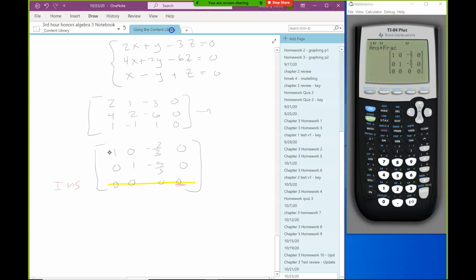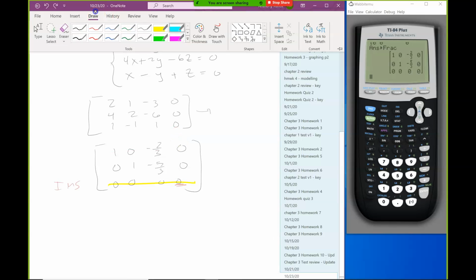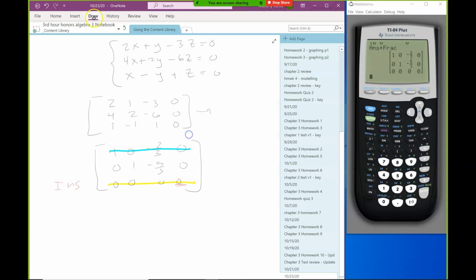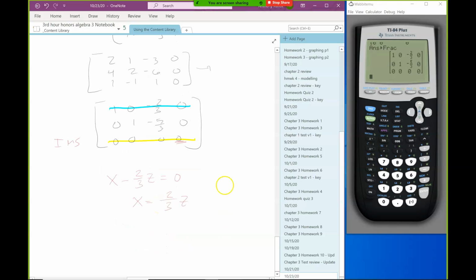So to get the parametric solution, what I'm going to do is I'm going to use the first row, and I can write that as x plus 2/3 z is equal to 0. Notice that there's 0 y, so I didn't even bother writing them. If I add 2/3 z to both sides, I get that x is equal to negative 2/3 z.